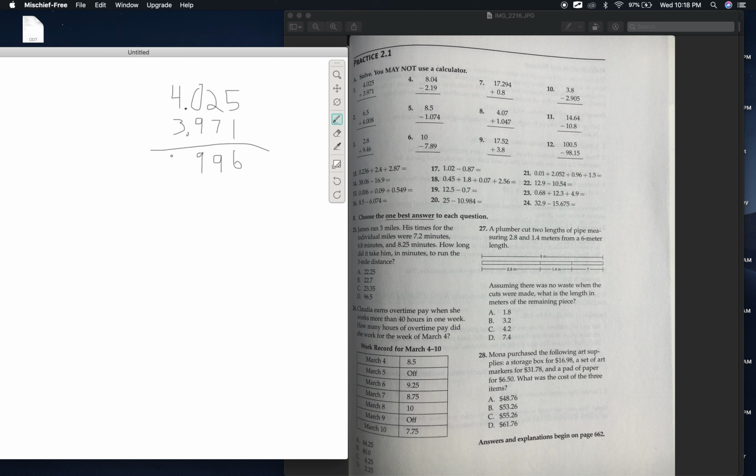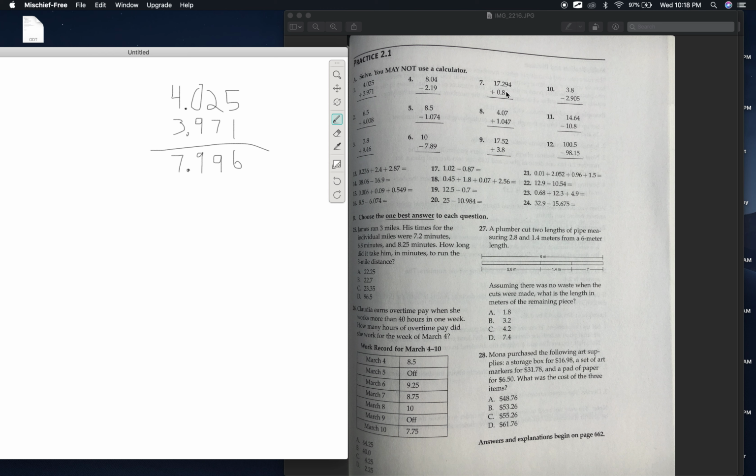Where do we put the decimal point? Well, we keep it in line with the decimal points up on top. Okay, let's try 7 over here, since that looks a little more unique than, oh actually that's an addition one, so let's go with 10.